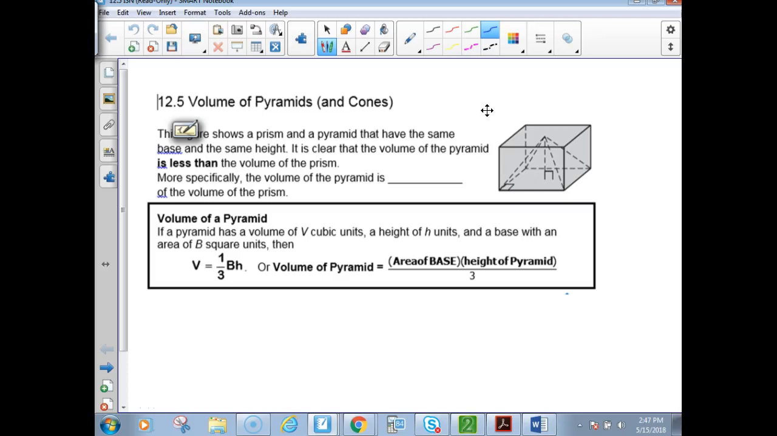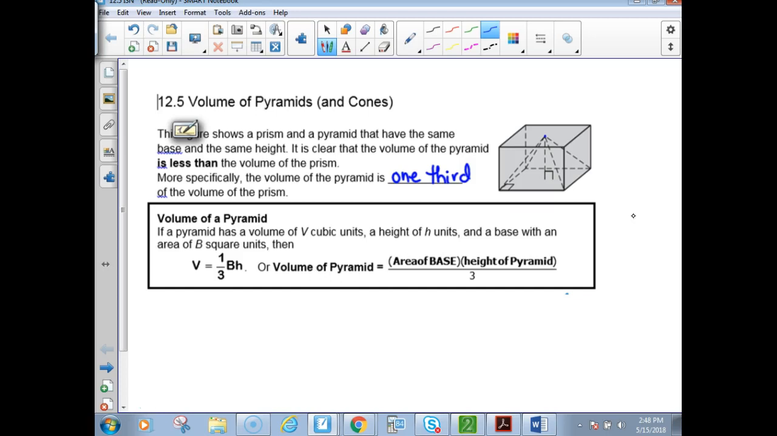Okay, we're going to fill in 3 different sections of the ISM, starting with 12.5 volumes of pyramids and cones, which we did yesterday. The figure shows a prism and a pyramid that have the same base and the same height. It's clear, hopefully, to you that the volume of the pyramid is less than the volume of the prism. More specifically, the volume of the pyramid we found out yesterday was 1/3 the volume of the prism.